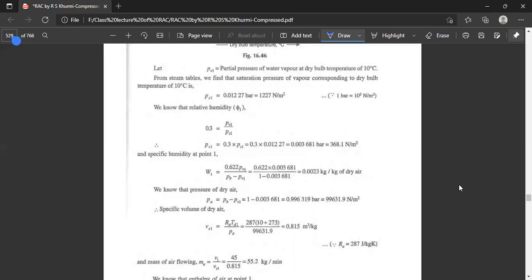Dry air pressure will be 96631.9 Newton per meter square. So the specific volume of dry air is given as Vs1 equal to RA into TD1 divided by PA. Then RA is 287, TD1 is 10 degrees plus 273 divided by PA, which is equal to 0.815 cubic meter per kg. So the mass of air flowing in is given by the volume flow rate of the air divided by the specific volume. This is 45 divided by 0.815, which is 55.2 kg per minute.